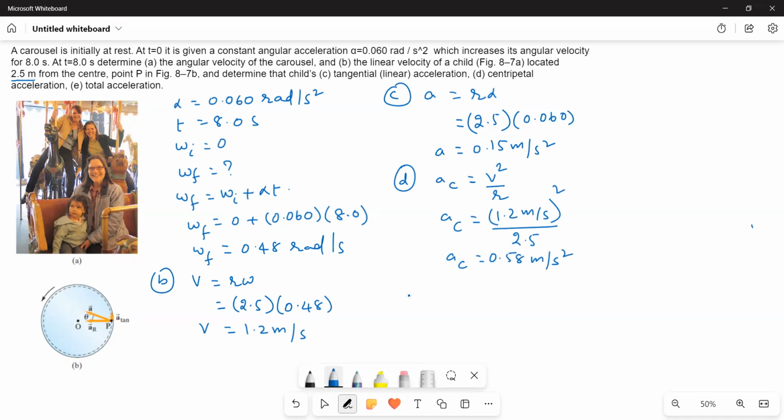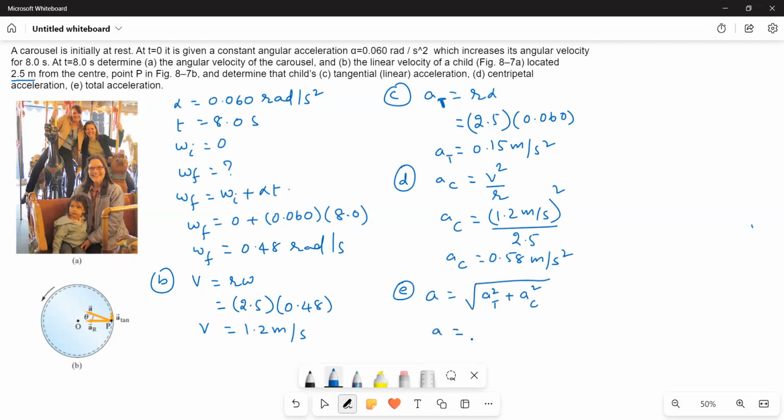And then next bit, total acceleration. The total acceleration a is equal to the square root of the linear acceleration squared plus the centripetal acceleration squared. He's asking for linear or tangential, so to distinguish it from r, I will write this as a t so that there won't be any confusion. This is the tangential acceleration, and the other one is the centripetal acceleration. So a t squared plus a c squared gives the acceleration.